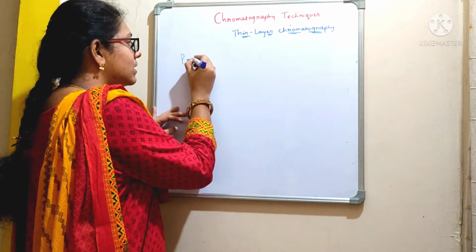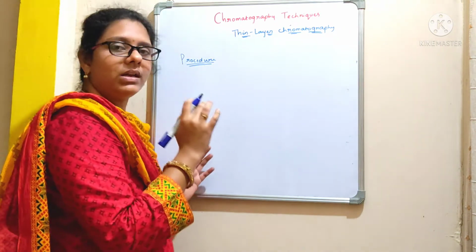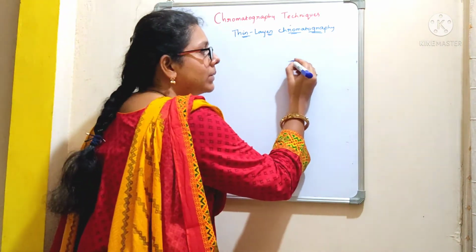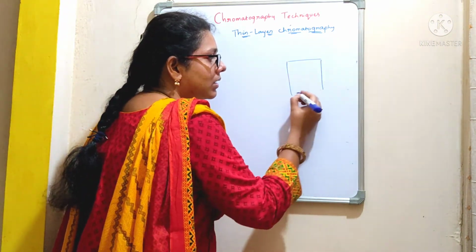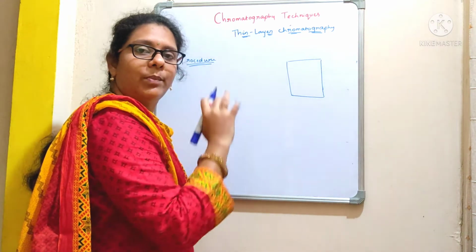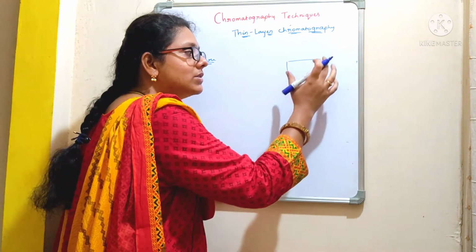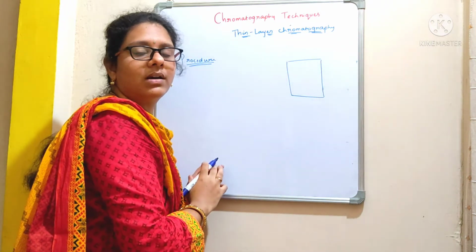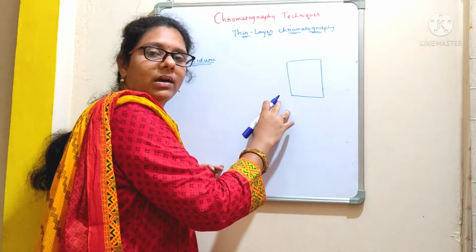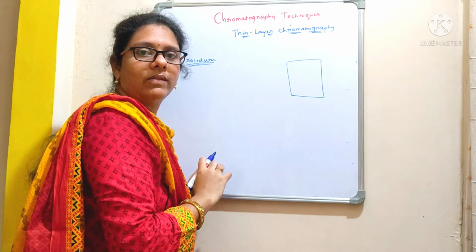Coming to the procedure, it is very similar to paper chromatography. Here, instead of Whatman number filter paper, what you are supposed to take? You are supposed to take a silica sheet with 0.25 mm thickness, and here the silica is used as a stationary phase, and you are going to prepare a mobile phase with a different combination of organic solvents, right?